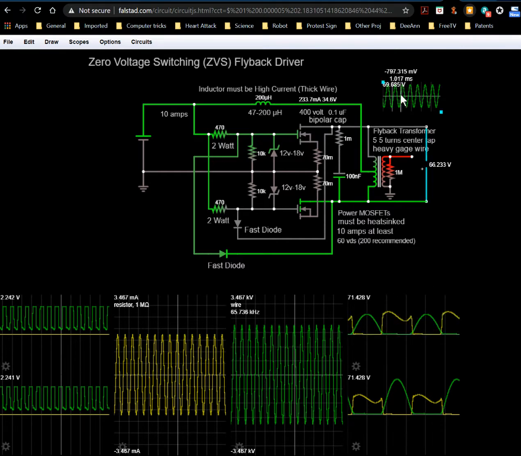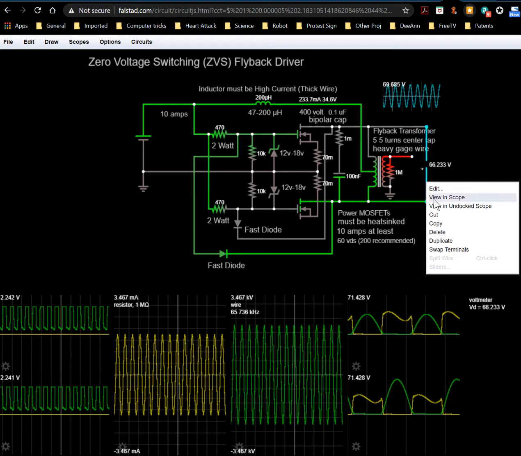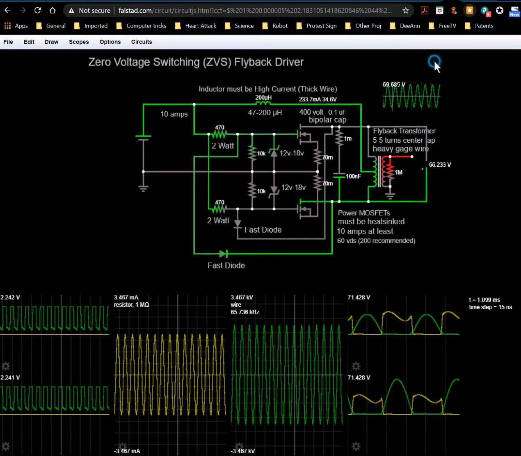Plus, I actually took this graph here of this voltage here. Because I put a voltmeter on this, I can actually see what voltage is across this coil slash capacitor, and then I made a graph of it. I added this by basically selecting this thing, the view in undocked scope. So that brings this thing up. So those are the modifications I made, but I didn't modify the circuit at all.